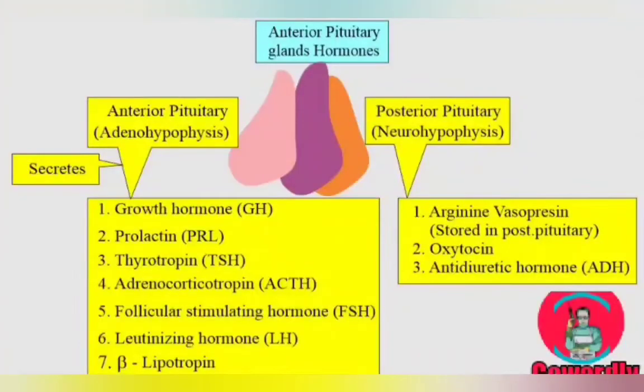Now we will discuss the hormones of the pituitary gland. As we know, the pituitary gland is divided into two parts, number one, the anterior part, and number two, the posterior part. The posterior part secretes three hormones, number one, arginine vasopressin, number two, oxytocin, and number three, antidiuretic hormone. These hormones we will discuss in the next video.